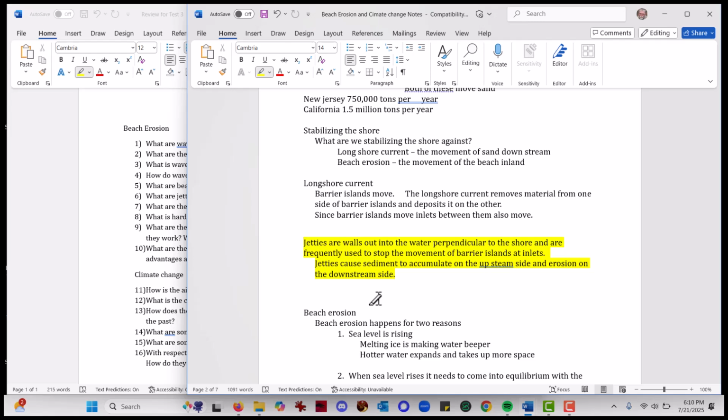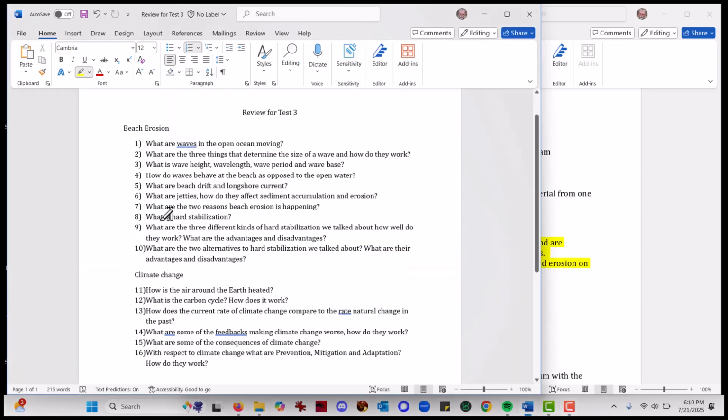Right, so don't do anything on the downstream side of that jetty too close to the beach. Just count on losing some beach on that downstream side. And so yeah. Okay, so there's that. Let's see what else have we got here.